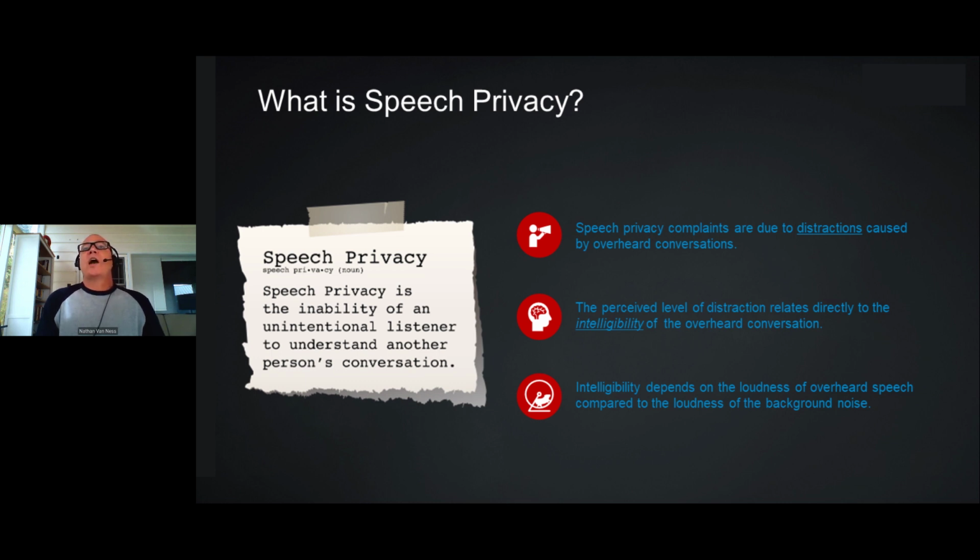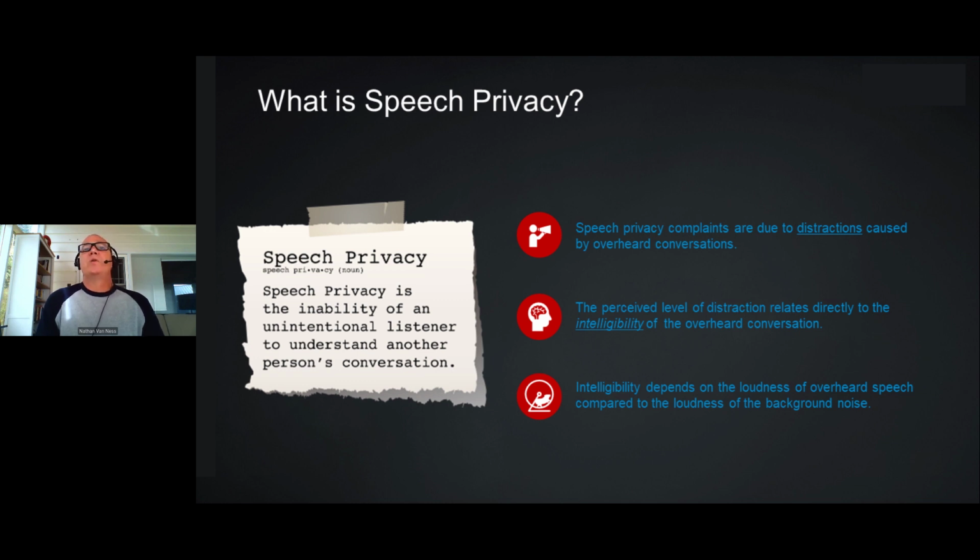And one of the key points I hope you take away from this presentation is the second bullet listed here. In the world of acoustics, we differentiate between audibility and intelligibility. It's one thing to say that I can hear a conversation that is happening 20 feet away, but it is something else entirely to say that I can understand that conversation in terms of intelligibility. And intelligibility depends on the loudness of overheard speech.